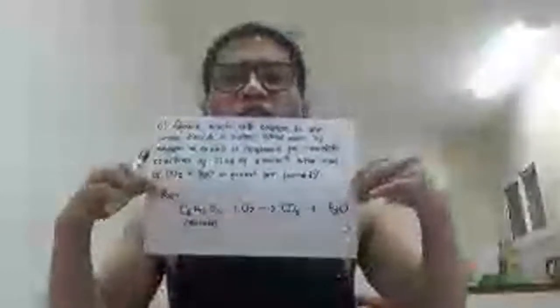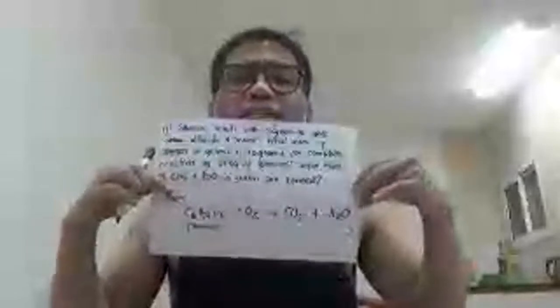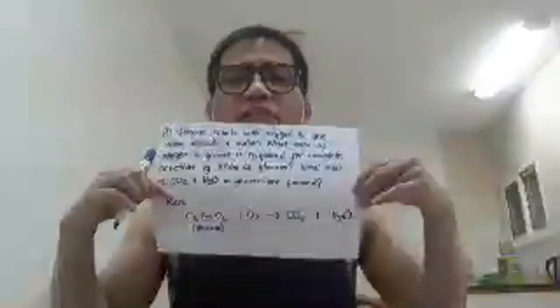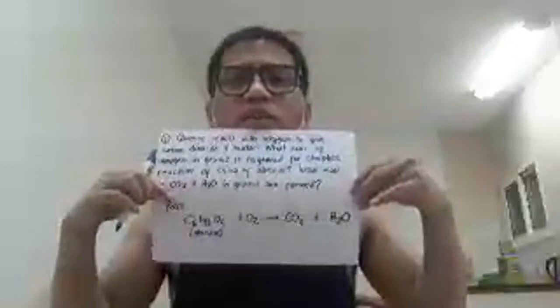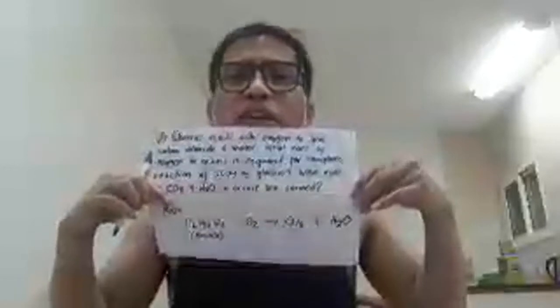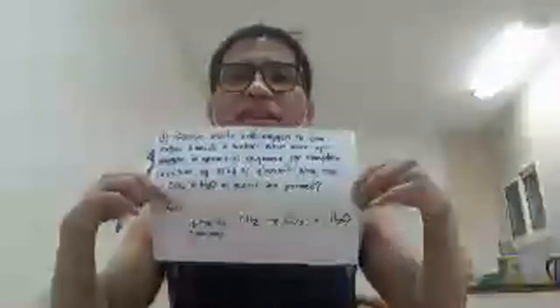In stoichiometry, we're not concerned with the phases, whether the carbon dioxide is a gas or will appear as a liquid. We are not concerned with the status of the phases of the gases or any compounds or elements.